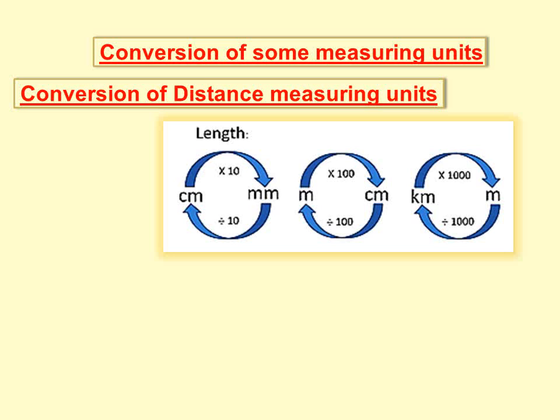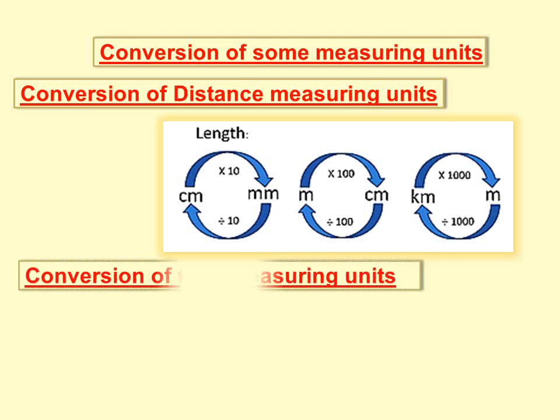From the smallest to the biggest we can divide, vice versa. It means we can divide to change from the smallest to the biggest one. From meter to kilometer, divide by 1000. From centimeter to meter, divide by 100. From millimeter to centimeter, divide by 10.